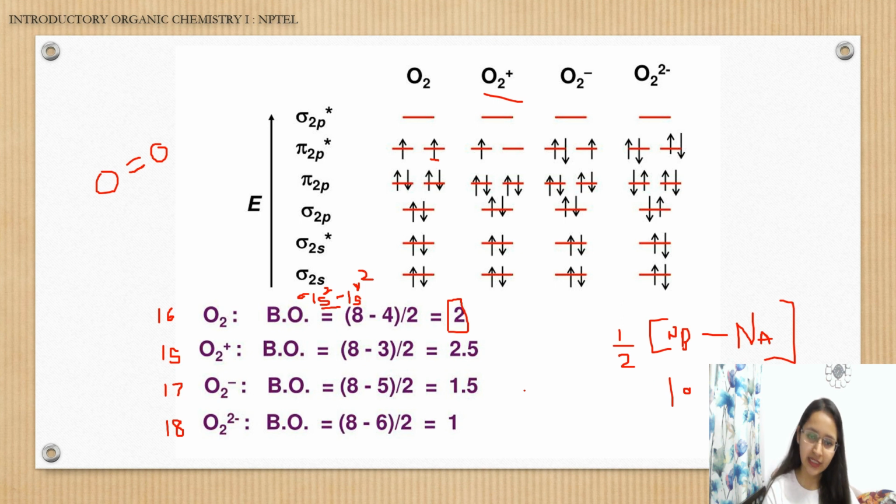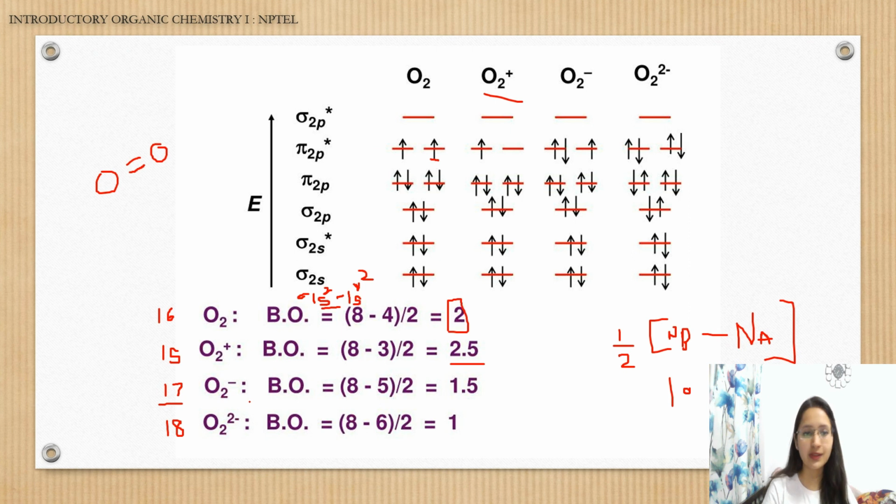So now, how many bonding electrons are there? Again, applying this formula, bonding electrons are 10, and the non-bonding electrons are 5. Very good. So 10 minus 5 corresponds to 5. So 5 divided by 2, we will get 2.5. Fine. So this is the bond order for this particular O2 plus species.